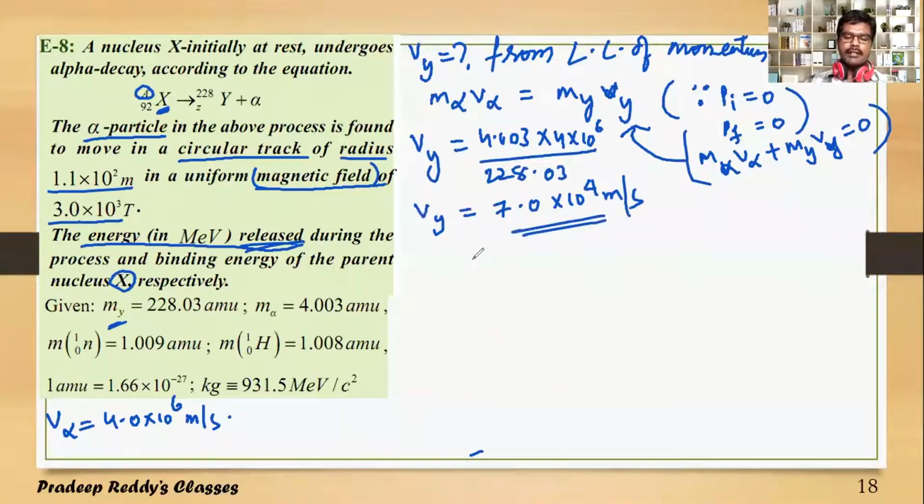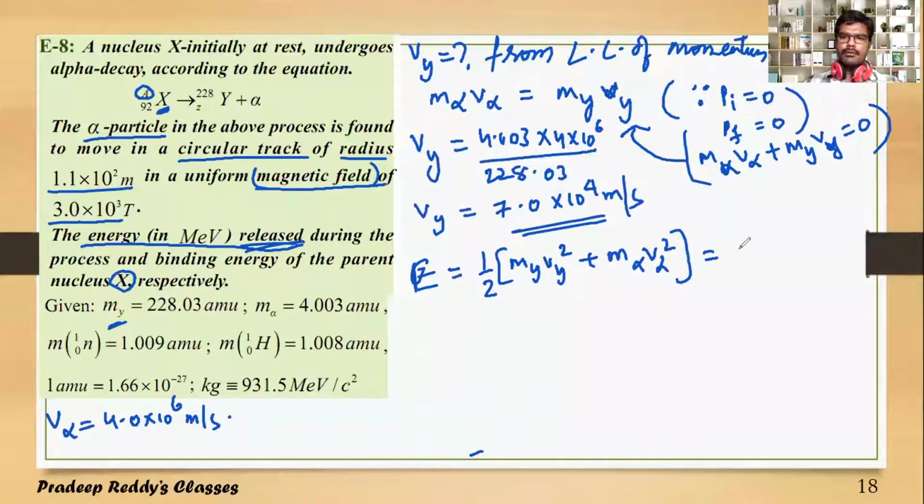Velocity of Y we have calculated, and now energy released E will be equal to half into mass of Y, velocity of Y whole square, plus mass of alpha, velocity of alpha whole square. If you substitute all the values and put it over here, you will be getting energy, and if you substitute all the values here, you will be getting 0.34 million electron volt. This is the energy released in the process.